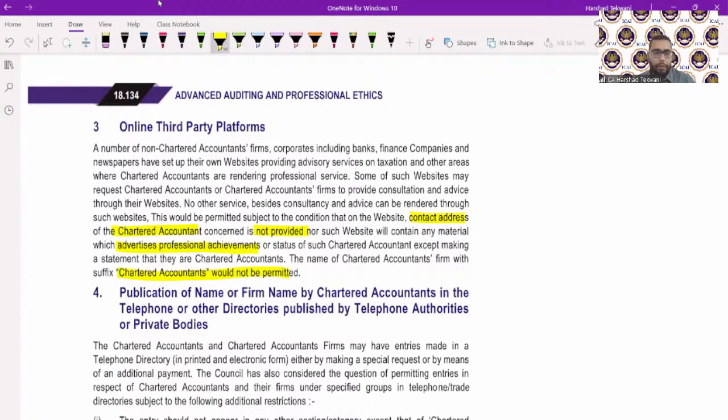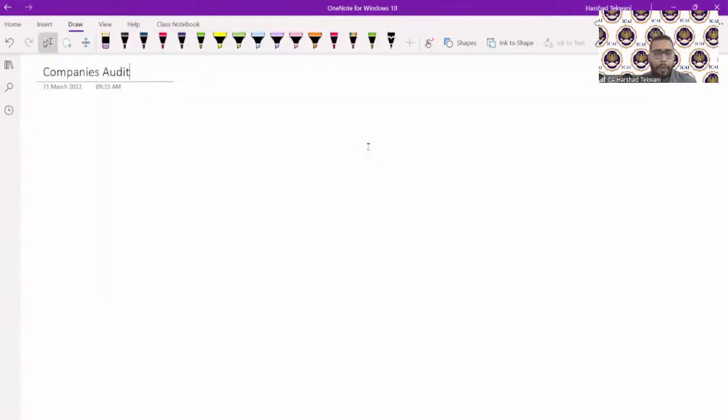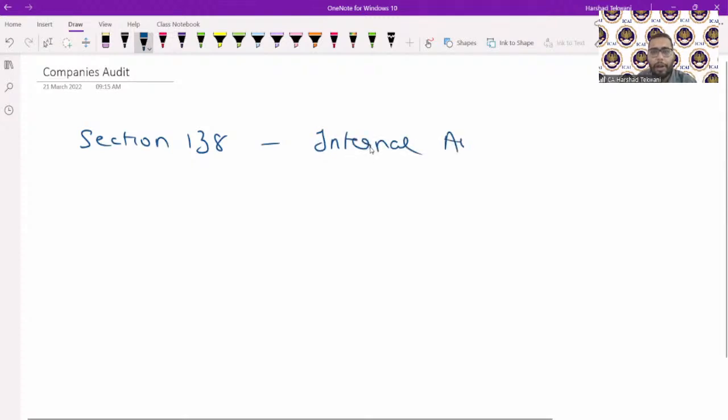So what is companies audit when we say it? Companies audit is the relevant sections of the Companies Act applicable to the statutory audit. We will be discussing from section 138, which is internal audit, to 148, which is government-specified audit. Let me write down some of the relevant provisions that we are going to discuss over here. Section 138 talks about internal audit. This is for the company set.